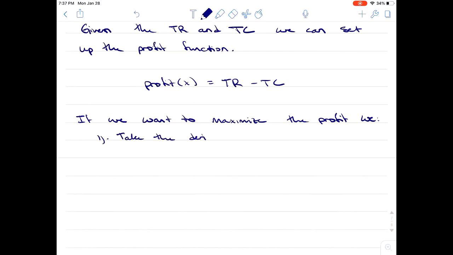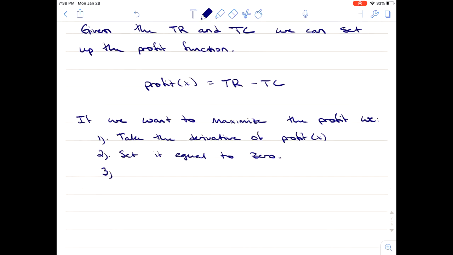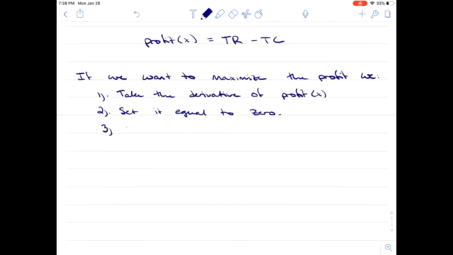Take the derivative of the profit of x. Step 2, set it equal to 0. Right? Forcing it to be, okay, well, I want to know what x value puts me at the top. Right? At the top, the derivative is 0. Right? So I force that. Step 3, solve for x.